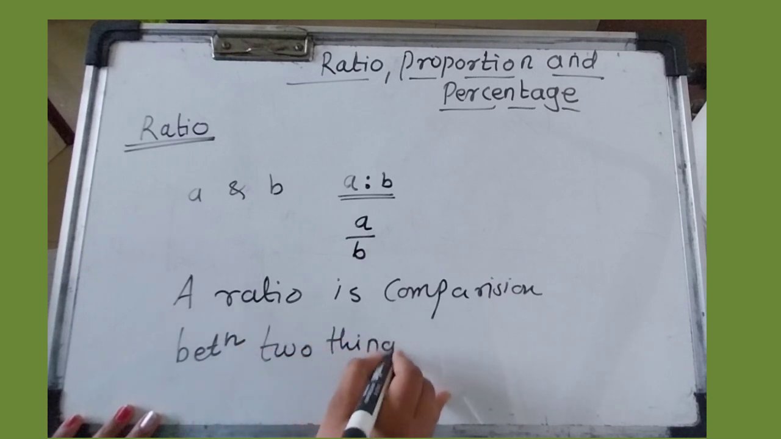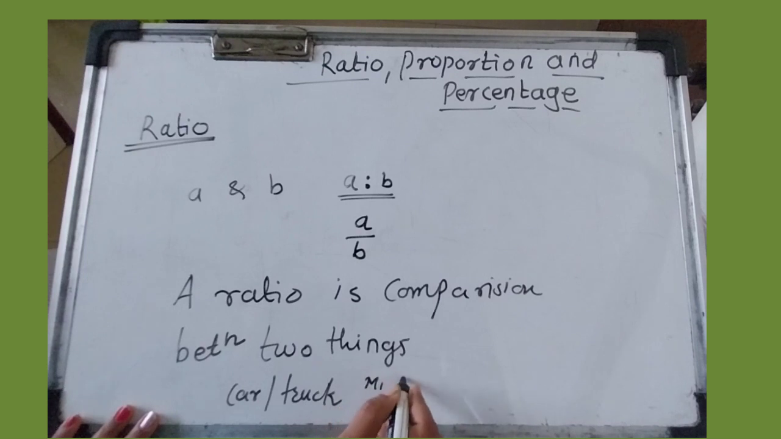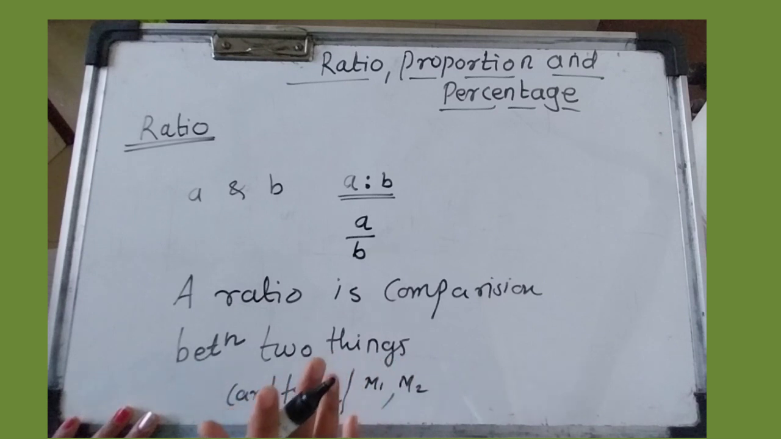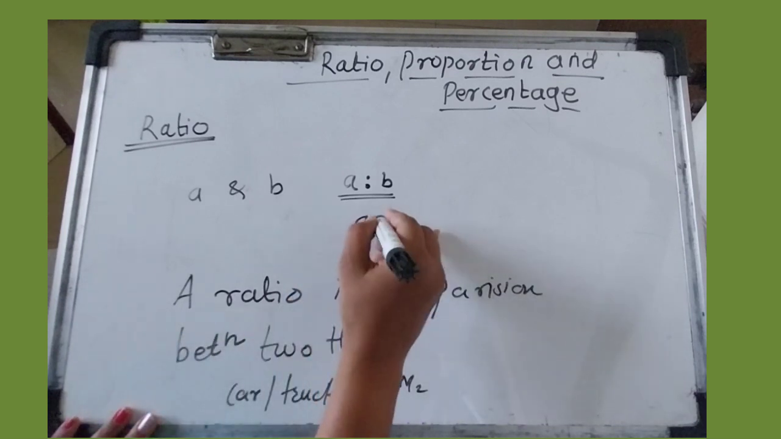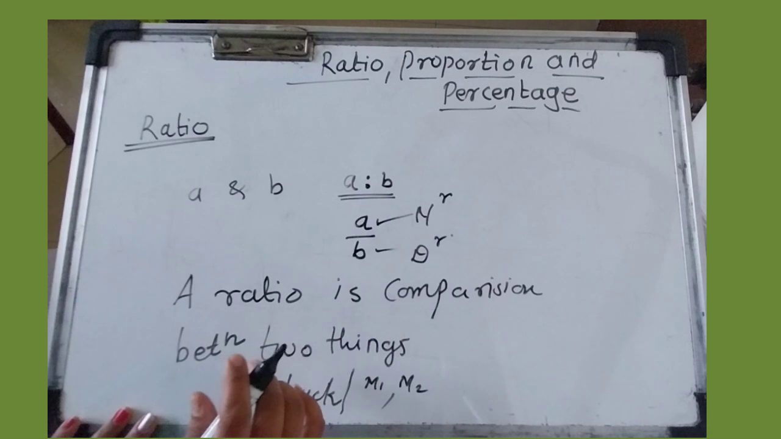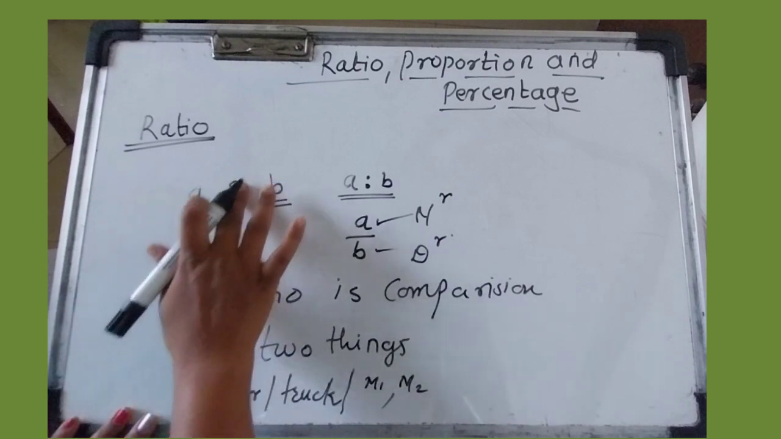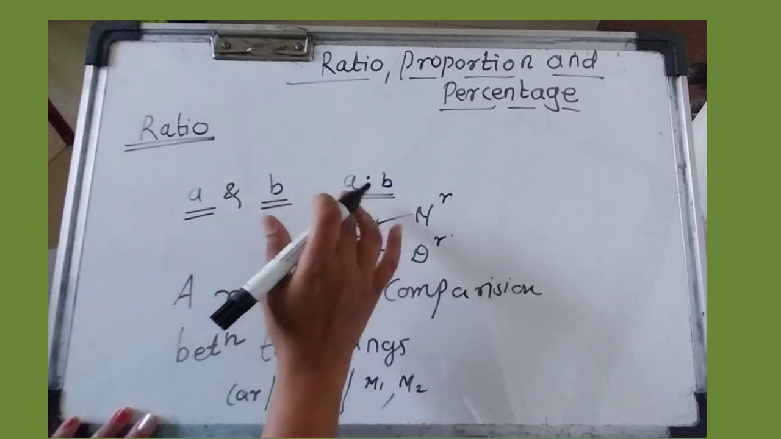Those things may be car and truck, maybe girls and boys, marks of one subject M1 and marks of a second subject M2. Things are different. The ratio of one number to another number is indicated by the quotient of the first number by the second number. See like this, this is the numerator and this is the denominator. Clear? So if we have to take the ratio of A and B, what do we write? A is to B.